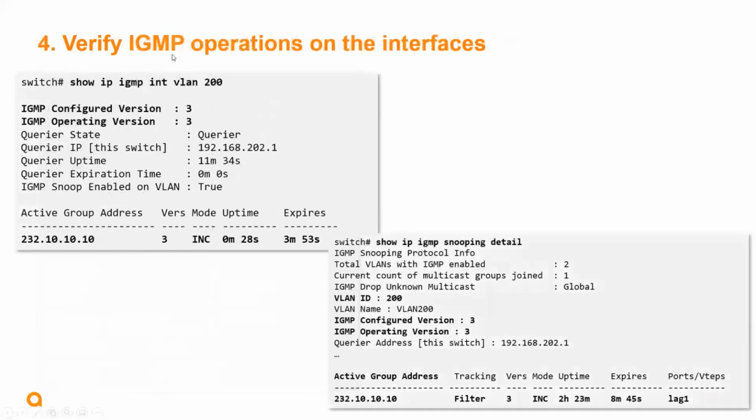Now, show IP IGMP to verify the IGMP operation for a given interface here. Interface VLAN 200, we see IGMP version 3, right? This switch is the querier on this LAN, and the active group is basically 232.10.10.10, and the operational mode is include mode, which is IGMP version 3 include operation. Show IP IGMP snooping detail. So we have IGMP snooping enabled for VLAN 200 and IGMP version 3 here, as we can verify. Version 3 is running, and for which group, as we just spoke about, and the include mode.